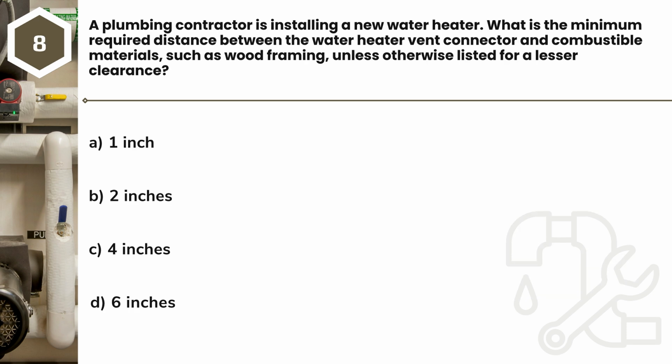Question 8. A plumbing contractor is installing a new water heater. What is the minimum required distance between the water heater vent connector and combustible materials, such as wood framing, unless otherwise listed for a lesser clearance? A. 1 inch. B. 2 inches. C. 4 inches. D. 6 inches.